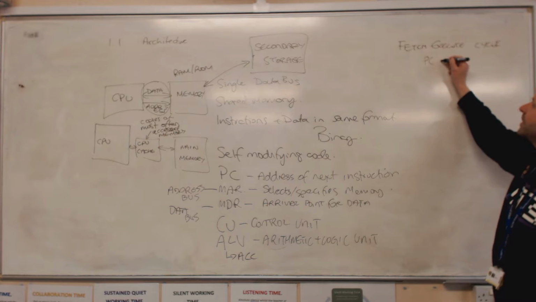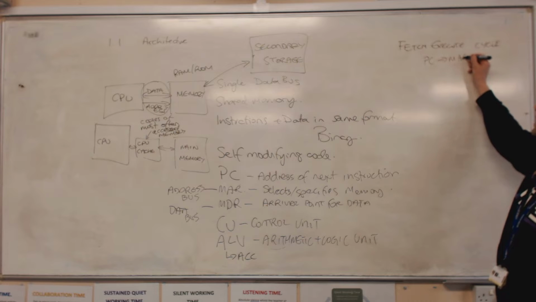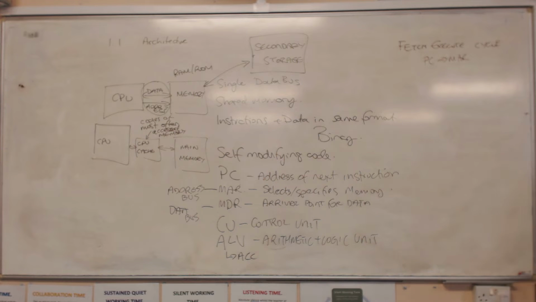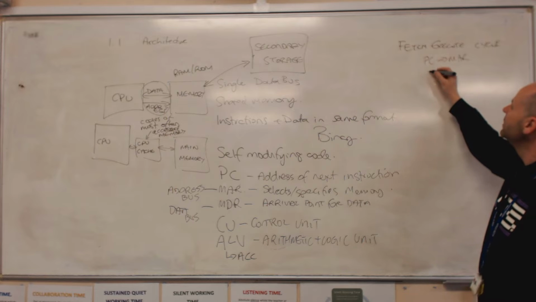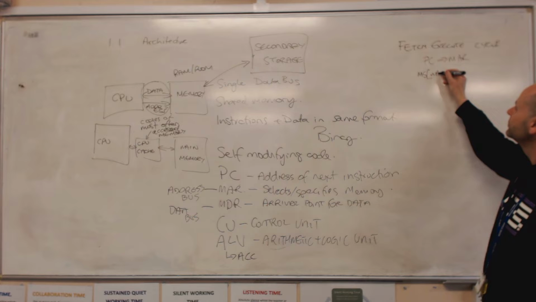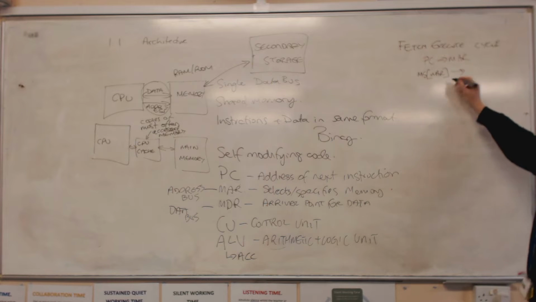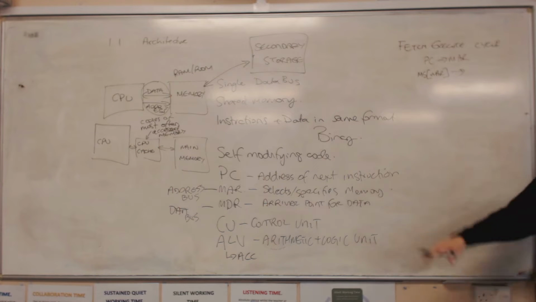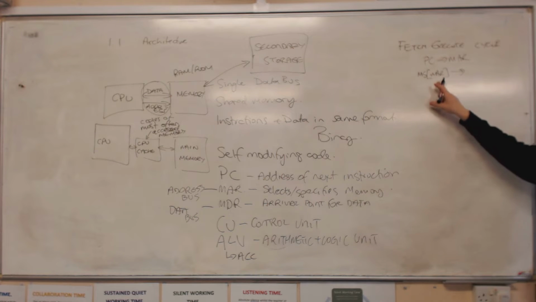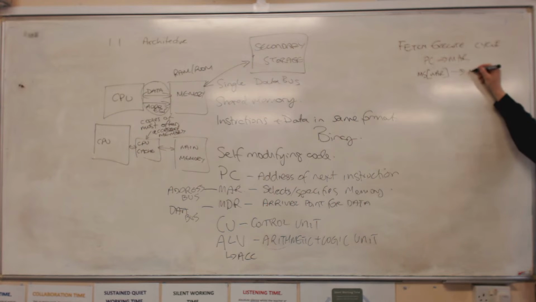So we copy the PC to the memory address register so that we can select a memory location that we want to fetch the next instruction from. We then do a transfer. If we think of the main memory or main store as an array of memory locations, the memory address register acts like an index to it, and we can transfer that data to the memory data register.